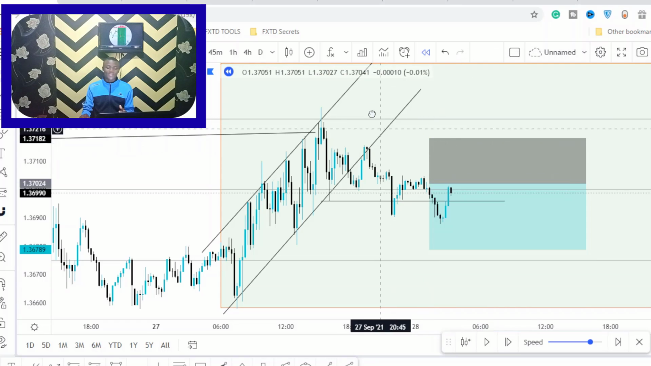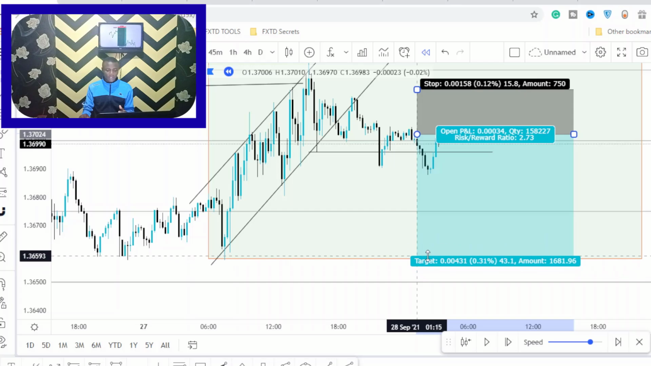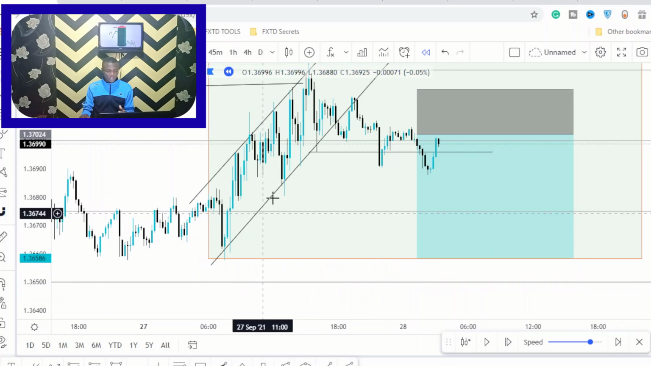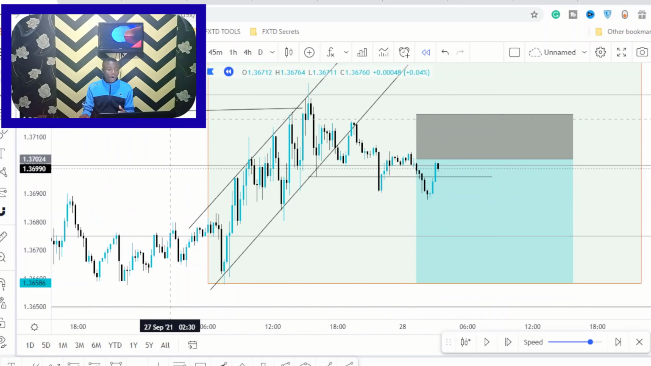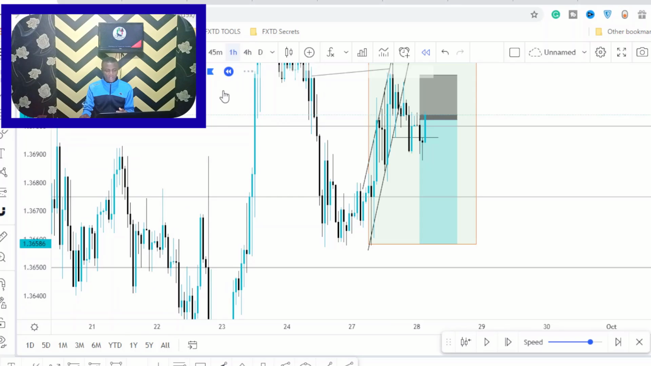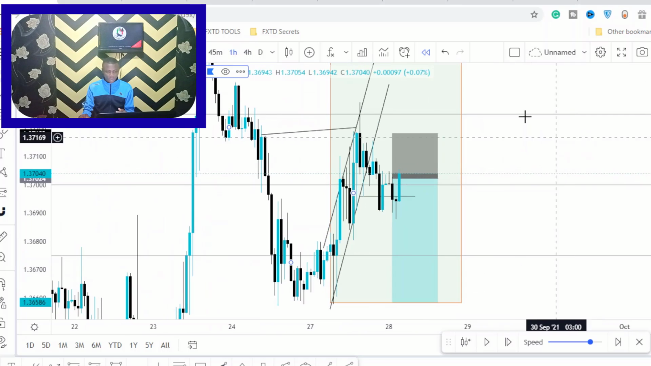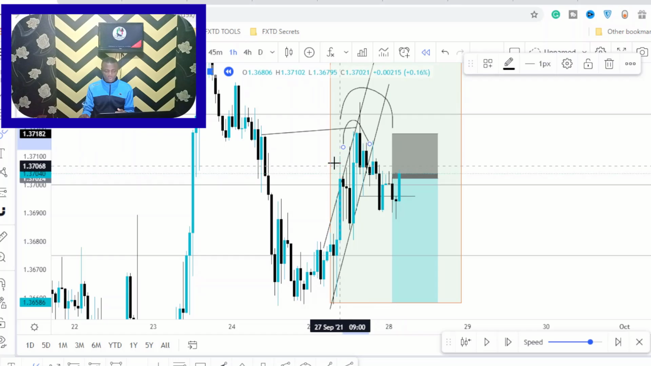Okay, so we're going to be taking just 15 pip stops, and we'll target this low first because there's liquidity here. But remember that this is a 4-hour box, right? So let me go to the 1 hour and see what price is doing. Right, on the 1 hour, this level here, this is the safe zone for stop loss, right?